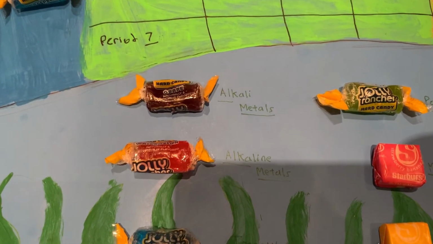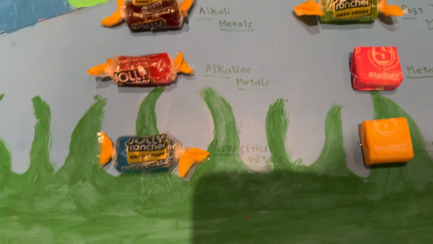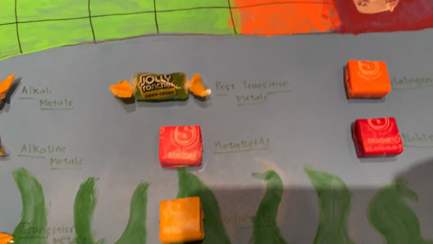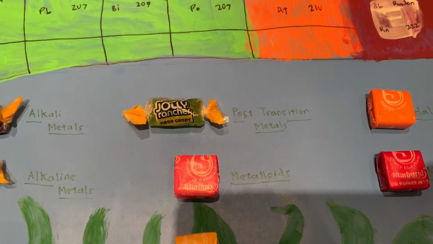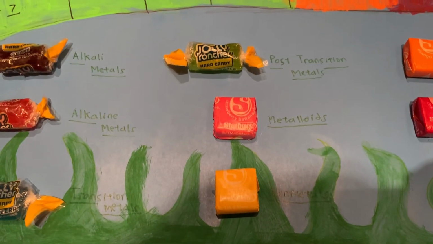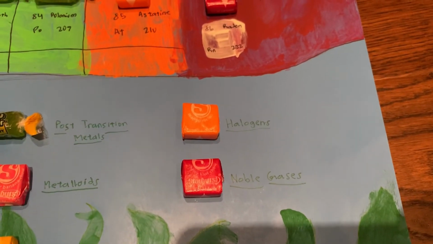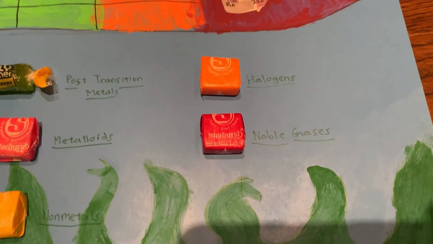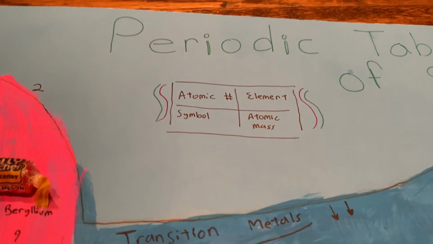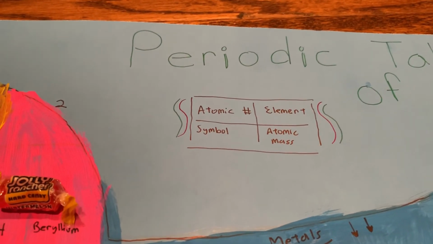As in, the grape Jolly Rancher is alkali metals, the watermelon Jolly Rancher is alkaline metals, the blueberry Jolly Rancher is transition metals, the green apple Jolly Rancher is post-transition metals, the pink Starburst is metalloids, the yellow Starburst is nonmetals, the orange Starburst is halogens, and the red Starburst is noble gases. At the top, I have how I wrote the atomic number, element, symbol, and atomic mass. This is the key.